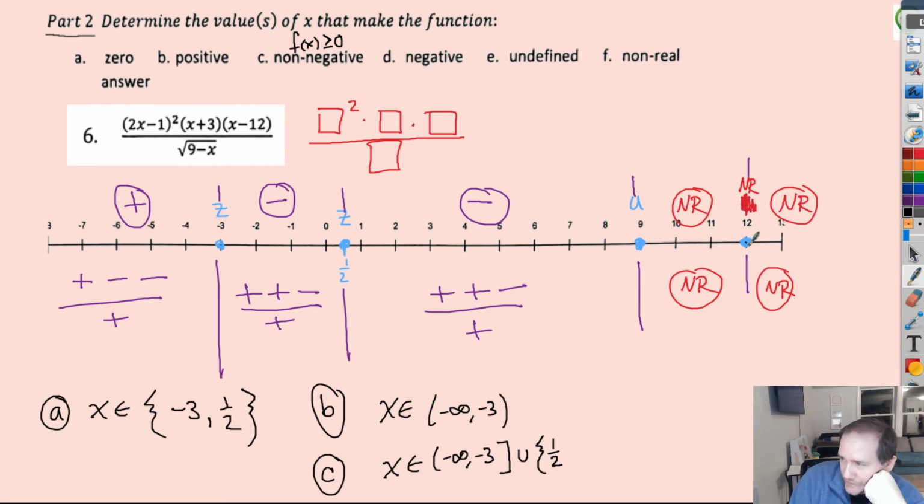Remember that the 12 isn't, though. Even though the 12 appears to be a 0, it's actually living in this non-real interval. So we wouldn't add that as a 0. We would just add this. So that's how it changes from B to C.